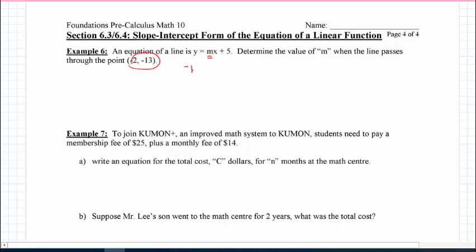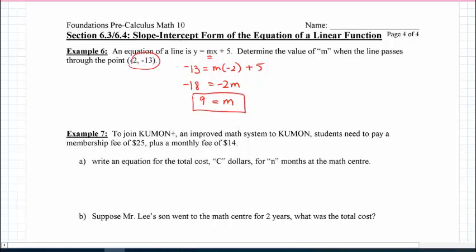So negative 13 equals m times x, so m times negative 2 plus 5. We can subtract 5 on both sides, so you get negative 18, and just rewrite this as negative 2m, right? Multiplication. 3 times 4 is the same thing as 4 times 3. The order doesn't matter. But for algebra, people like having the number in front. And then finally, to solve for m, the opposite of multiplying is dividing. So negative 18 divided by negative 2 is just positive 9. And there you go. Done.